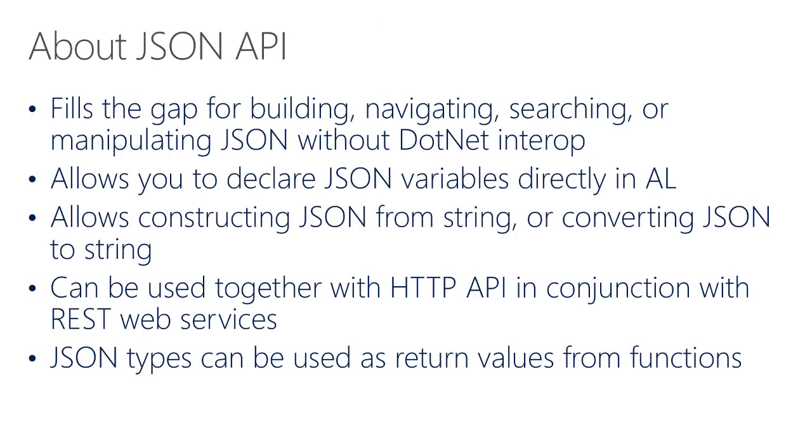The next .NET wrapper is the JSON API, and this fills the gap for building, navigating, searching, or manipulating JSON without .NET interop. It allows you to declare JSON variables directly in AL and construct JSON from string or convert JSON to string. It can be used together with HTTP API to consume REST web services, and it can also be used as a return value from a function.